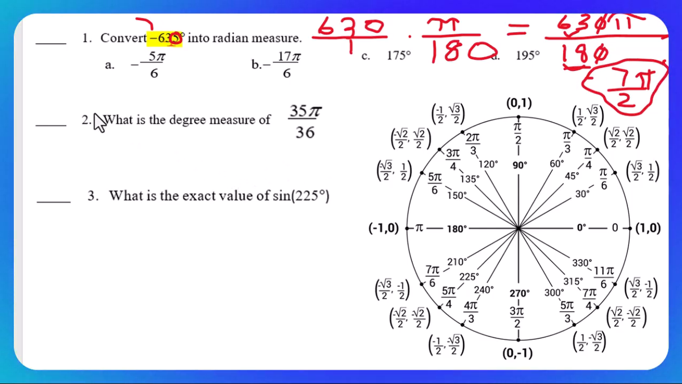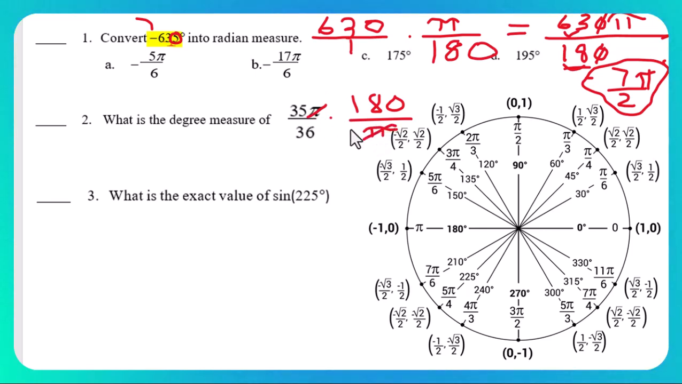All right, question number 2. Now we're going from radians to degrees. So I'm going to multiply by 180 over pi. When you multiply by 180 over pi, the pi cancels. Okay, so that's pi over pi, which is 1.